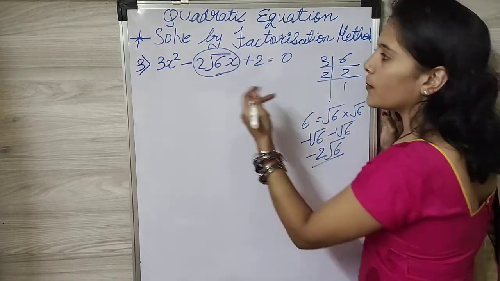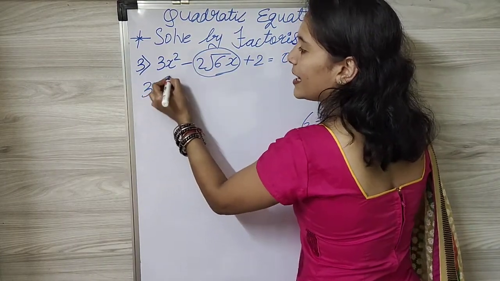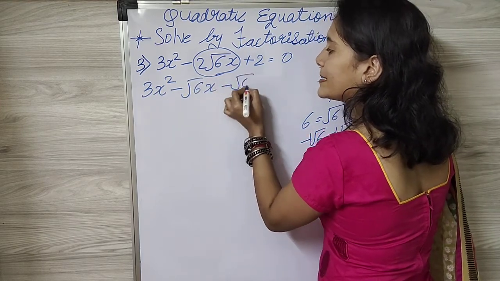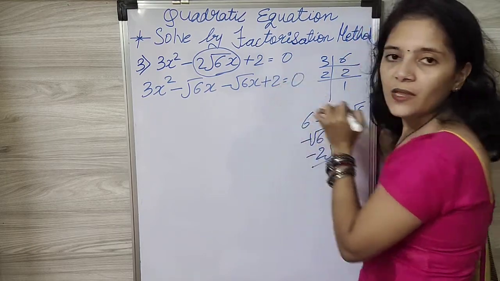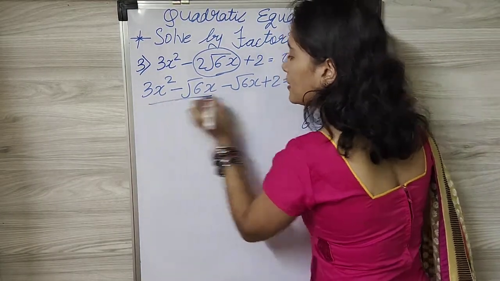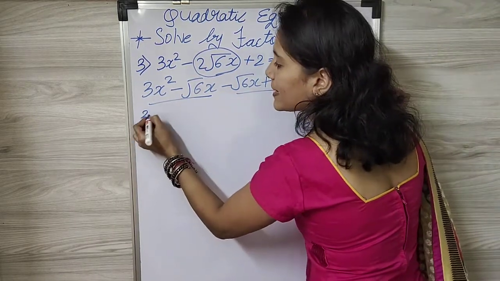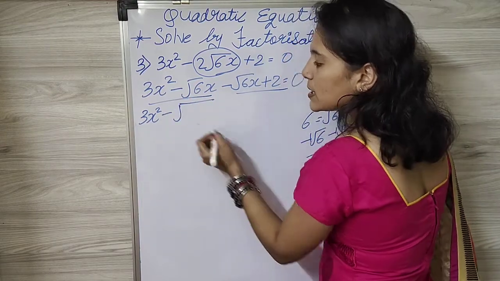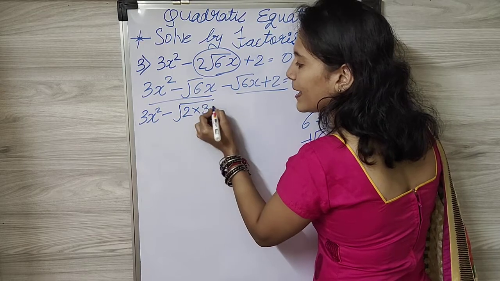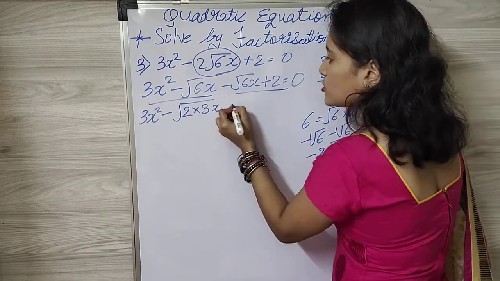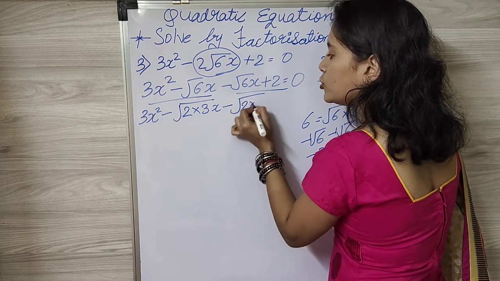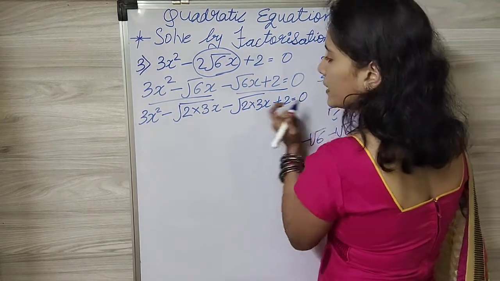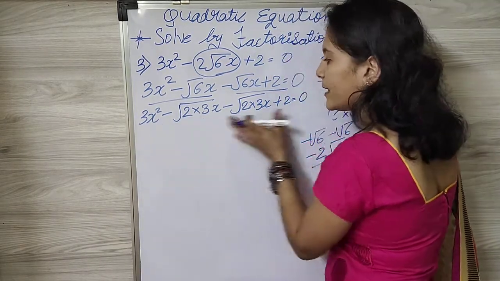So replacing both of these numbers in terms of x, that is 3x square minus under root 6x minus under root 6x plus 2 is equal to 0. Again, now pairing these both. Okay, so 3x square minus, I am going to split this under root 6. Under root 6 I can write in the form 2 into 3x. 2 3s are 6x, right? So again under root 6, 2 into 3x plus 2 is equal to 0. So again this pair and this pair.